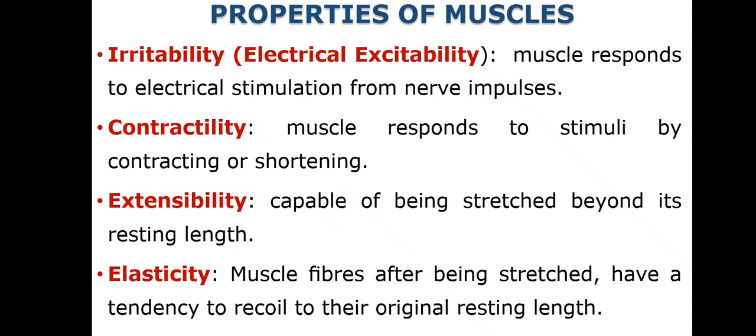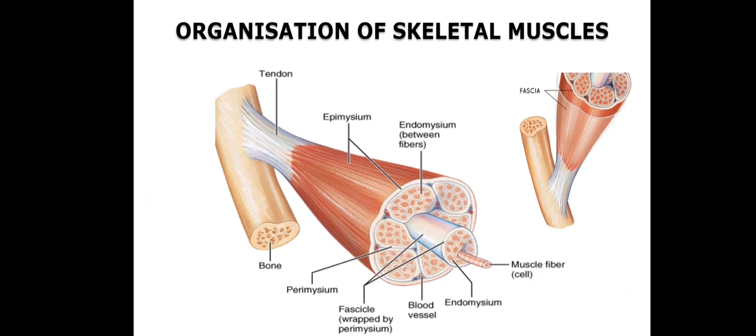So these are some of the properties that these muscles exhibit. One, irritability: they're able to respond to stimuli. They're able to contract, and we call that contractility. They're able to extend; they can be stretched. And last but not the least, there's also elasticity. So those are the properties of muscles.